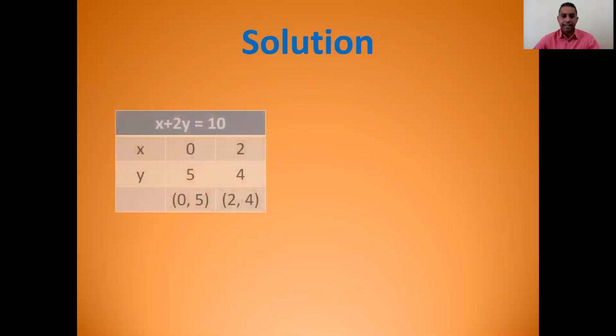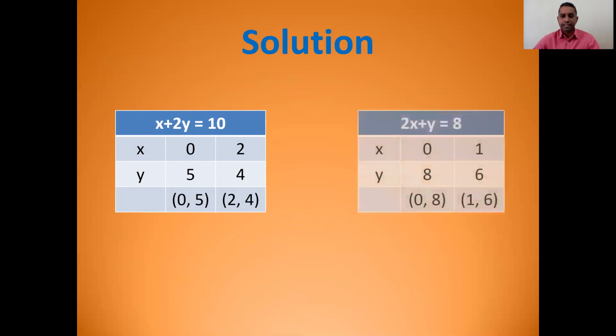For the first line, x plus 2y is equal to 10. This is the table of values, and we get 2 coordinates, which are (0, 5) and (2, 4). For the second line, in a similar way, if we construct a table of values, we are going to get 2 coordinates, (0, 8) and (1, 6). Now we can draw the two lines.